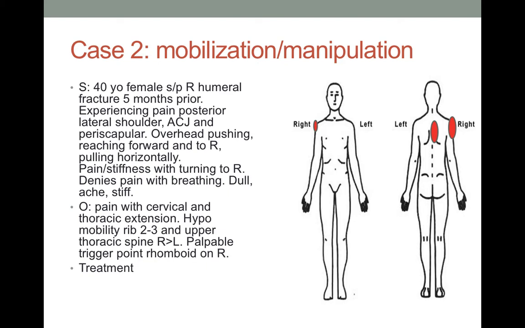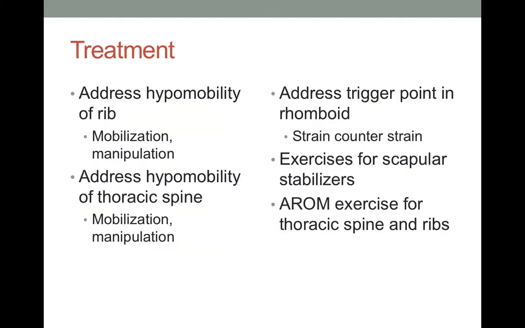Objectively, you find pain with cervical and thoracic extension, hypomobility of ribs 1 through 3, and hypomobility of the upper thoracic spine. You palpate a trigger point on the right rhomboid. Please take a moment to list the possible treatment options. I hope some of these items made it to your list.